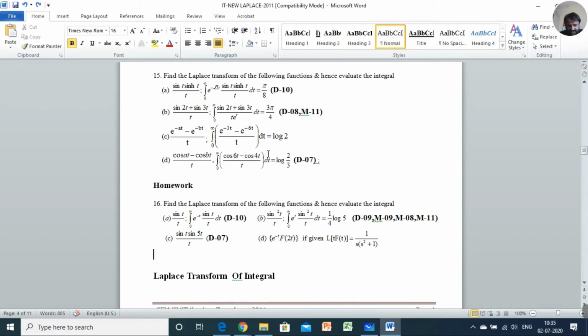So find the Laplace transform of the following function. Again, the questions are completely of a similar kind. Already we solved such kinds of questions, like 1 by 4 log of 5, and e raised to minus at minus e raised to minus bt upon t. Integral 0 to infinity is given, but the e raised to minus st form is not given, so we have to compute, and you will get the value of s equal to 0. So please try to understand this part.